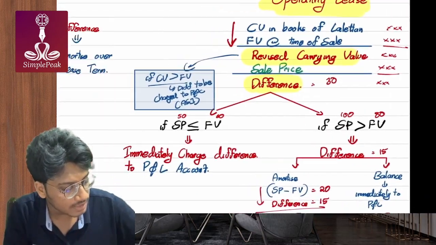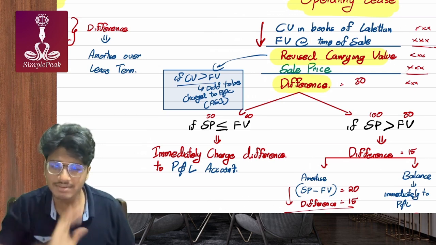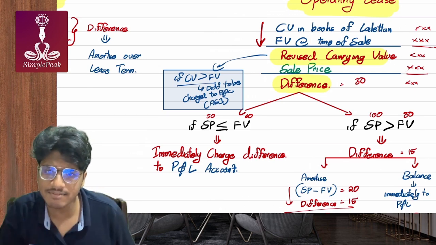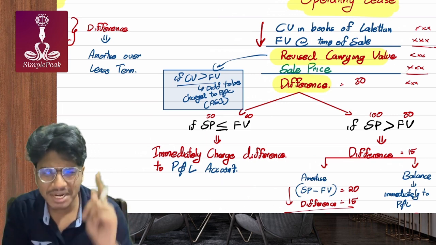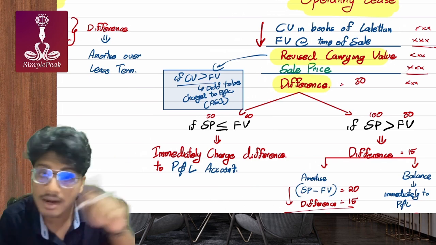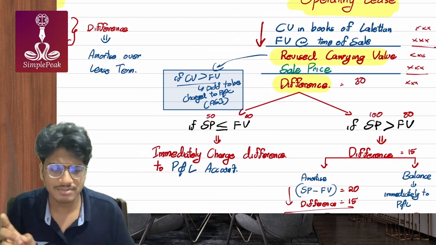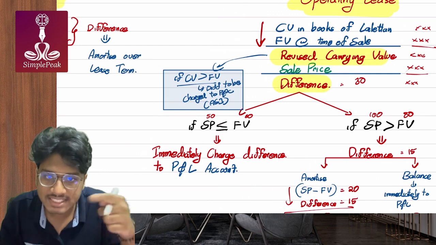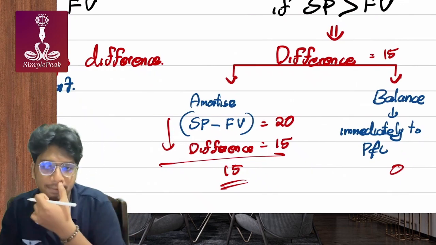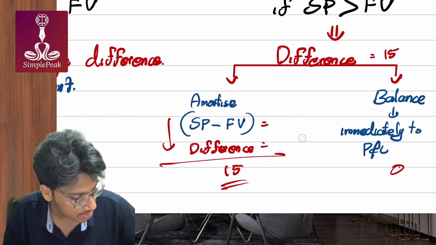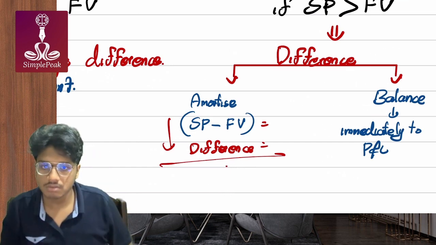If you go with this flow, first check the carrying value in the books, then the fair value at the time of sale. Whichever is lower will be the revised carrying value. Compare that with the sale value and you will get the difference. If the sale price is less than or equal to fair value, immediately charge that to P&L. If the sale price is greater than fair value, the difference needs to be divided into both. The difference between the sale price and fair value needs to be checked and compared with the difference amount. Whichever is lower needs to be amortized. Any balancing figure needs to be immediately charged to the P&L account. Okay, I hope this is clear. If you go with this flow, you will never go wrong.